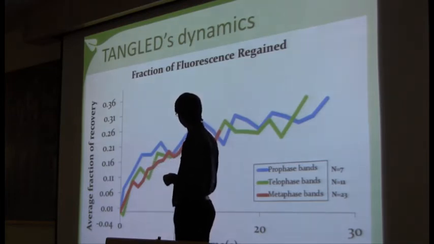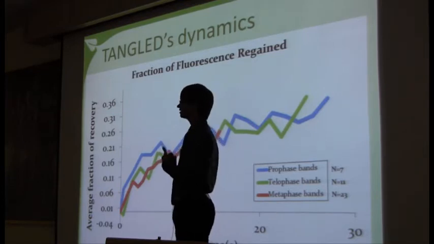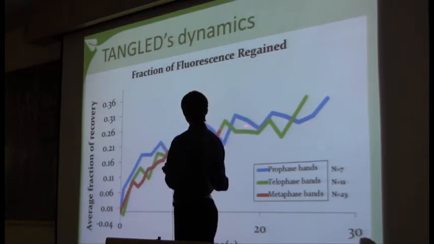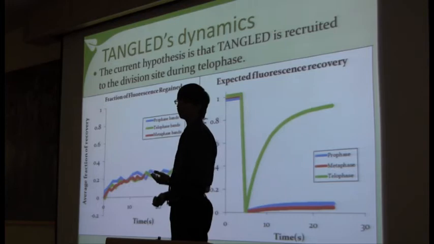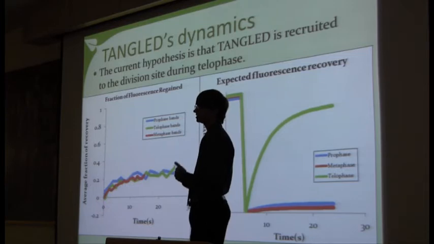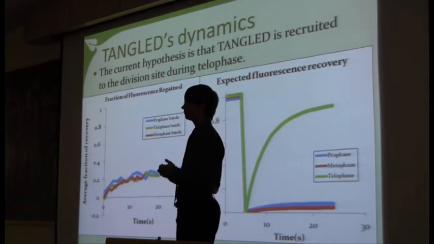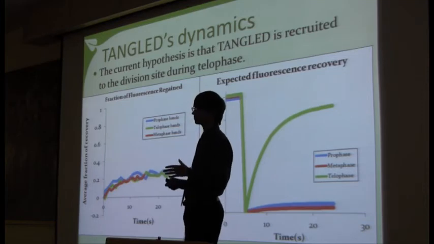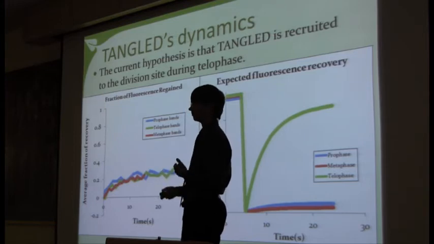So then I actually performed the experiments, and this was the data I received, where the y-axis is the average fraction of recovery, and the x-axis is the time. And what I found is that for all three main stages of mitosis that I cared about, the amount of recovery, or the way that they all recovered, was pretty much the same. So when we compare this to what we expected, it's actually much different. Because unlike this graph, all these go hand in hand, which suggests that there's no extra tangle being brought to the division site compared to the other stages, which indicates that our prior hypothesis was wrong. In addition, we can also see that about 20% of tangle is mobile, whereas the other 80% is very immobile.